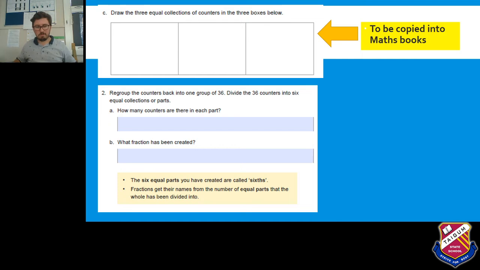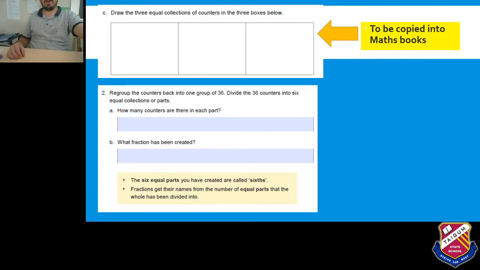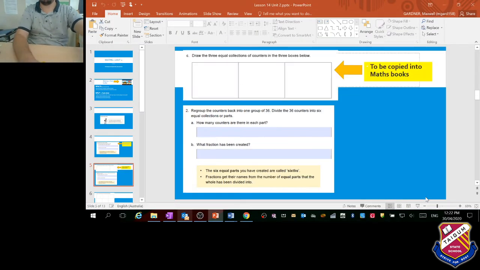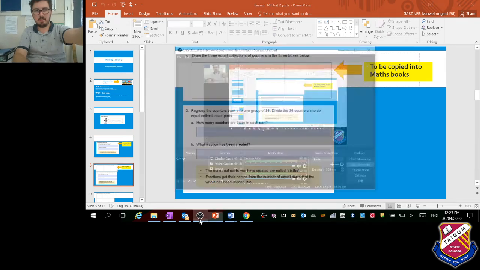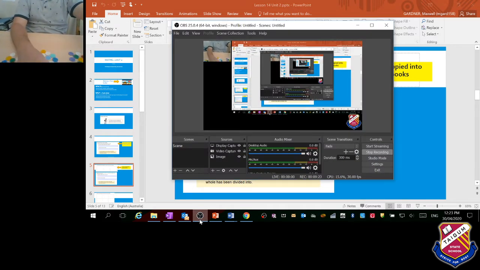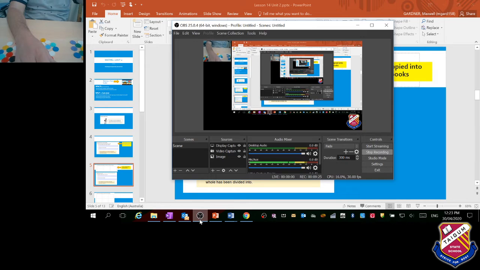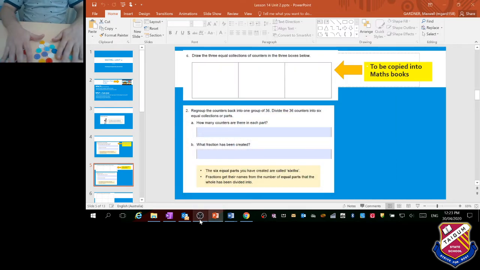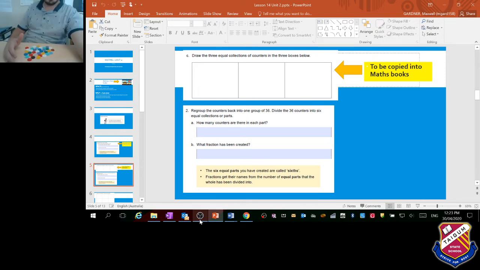Right, now I'm going to do the next part with the counters. So I'm just going to check that you can see everything nice and clearly. So it says, regroup all of the counters back into the 36. Then it says, regroup, divide the counters into 6 equal collections or parts.